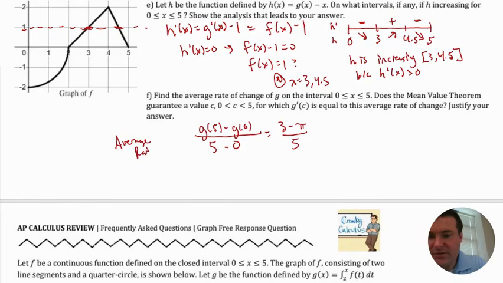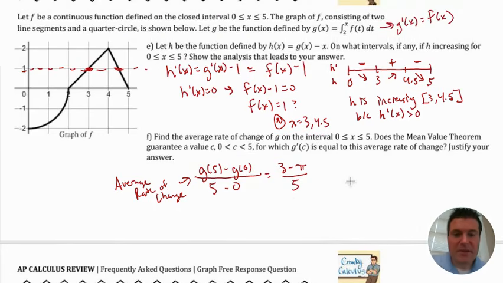Please write this stuff out, because I don't know if your AP grader knows what ROC is. That is not a joke. They might not know. So just put average rate of change. Label it. Now, does the mean value theorem guarantee a c for which g prime of c is equal to the average rate of change? So this is just asking, does MVT apply?